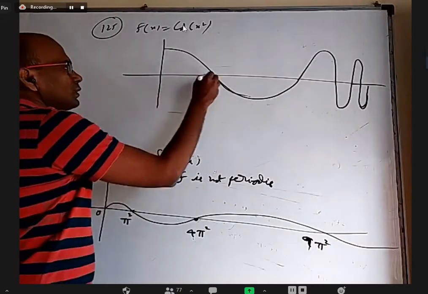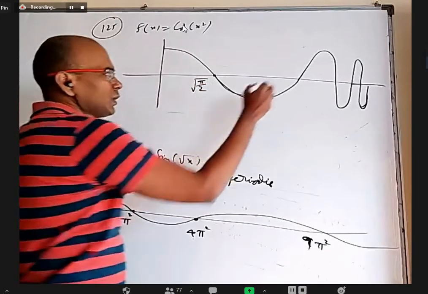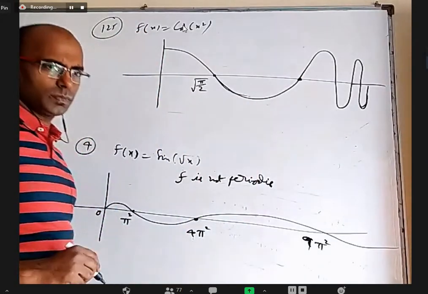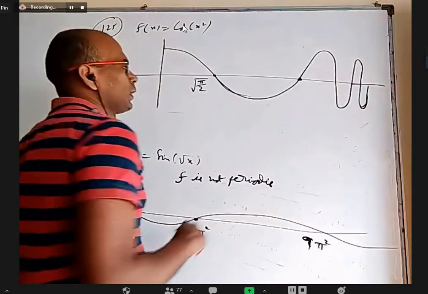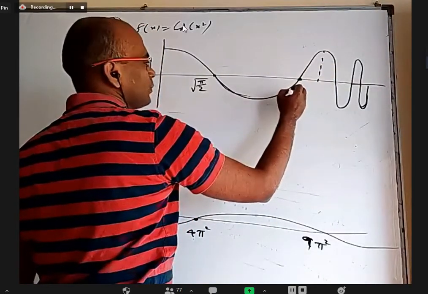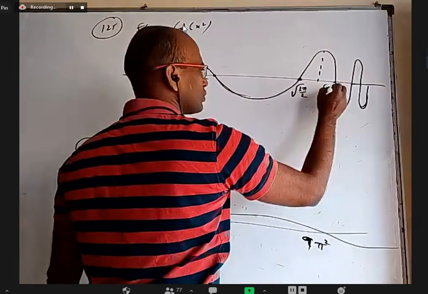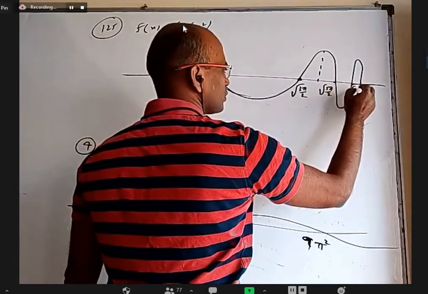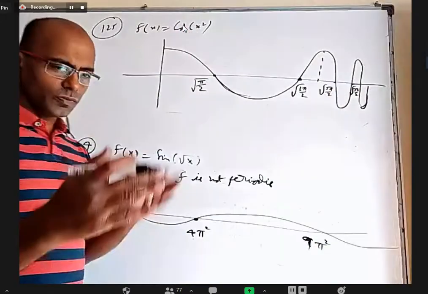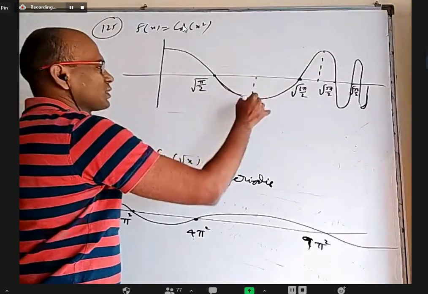But this is not pi by 2. It will be root pi by 2. Normally this should be 3 pi by 2, and this will be 2 pi, but this is not 3 pi by 2. It will be square root of 3 pi by 2. This will be square root of 5 pi by 2. This will be square root of 7 pi by 2. So as you go further, the gap between them will be decreasing.